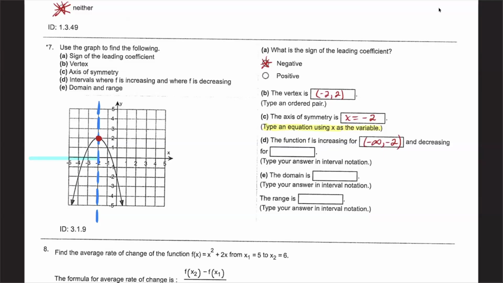Then it stops increasing and starts decreasing at -2 and decreases forever to infinity. So it decreases starting at -2 all the way to infinity with parentheses. Again, you're looking at the x values.